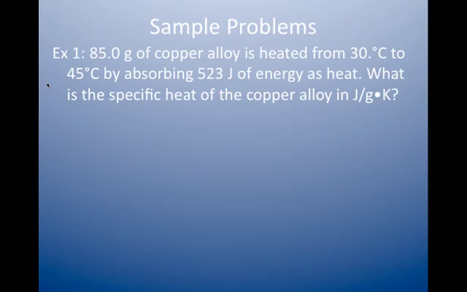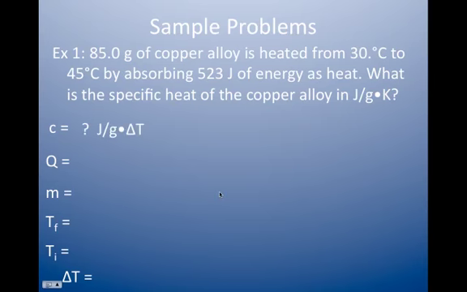It's heated from 30 degrees C to 45 degrees C, and so you can see from this to this, this is your initial temperature, and then this is your final temperature. And it absorbed 523 joules of energy as heat. So what is the specific heat of the copper alloy? So here is our holding tank. Notice we've got all the different setups here.